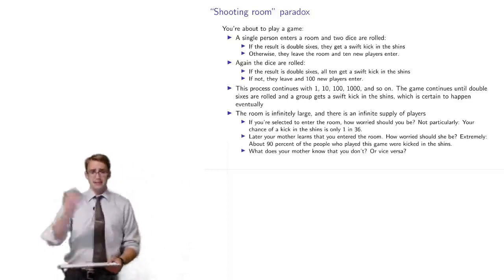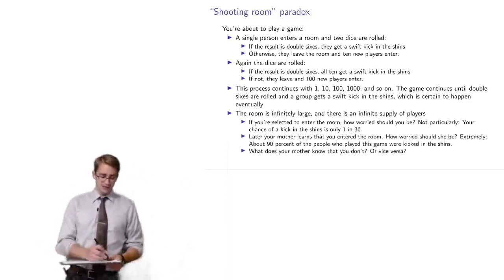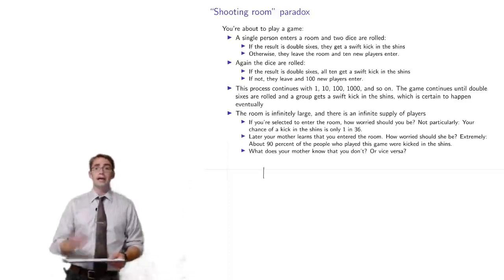So why do I say 90%? Where does that come from? Well, what does the sequence look like? Let's say you have one person walk in the room and they don't roll double sixes. And so then there's 10 people walking in the room, we still don't roll double sixes, let's say. And then 100 people walk in the room. Again, let's say no double sixes.